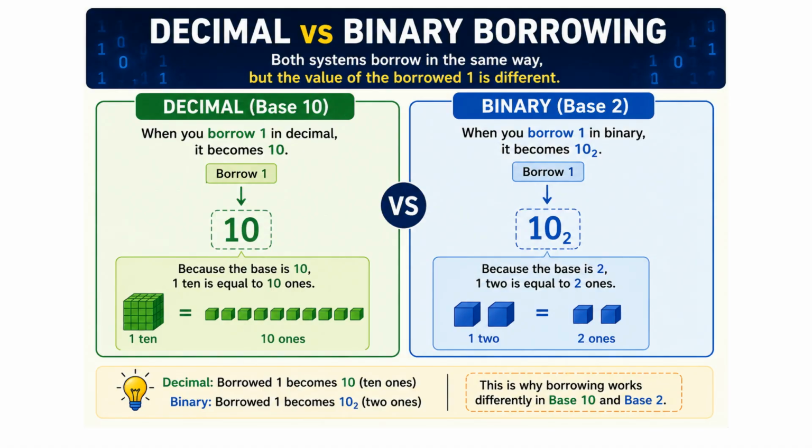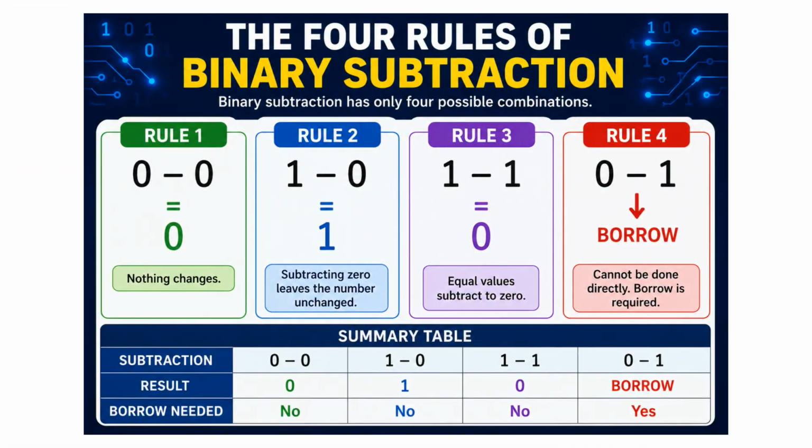Next, let's learn the 4 rules of binary subtraction. Binary subtraction has only 4 simple rules. Rule 1, 0 minus 0 equals 0. Rule 2, 1 minus 0 equals 1. Rule 3, 1 minus 1 equals 0. Rule 4, 0 minus 1 cannot be done directly. In this case, we must borrow from the next column. Once you remember these 4 rules, solving binary subtraction becomes much easier.